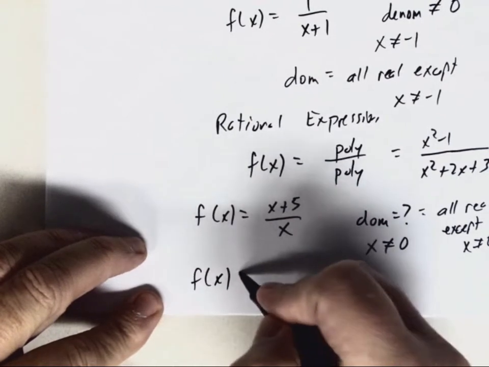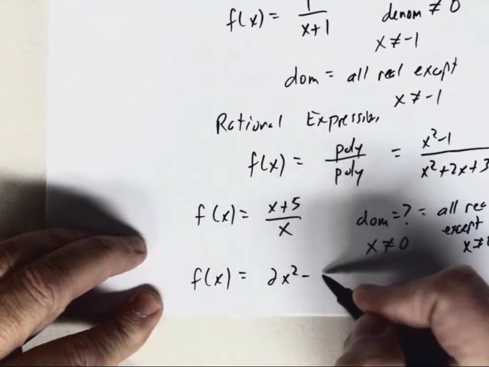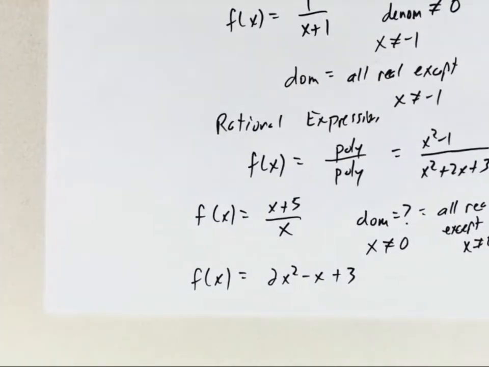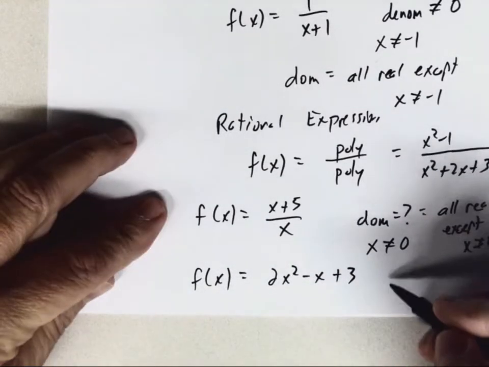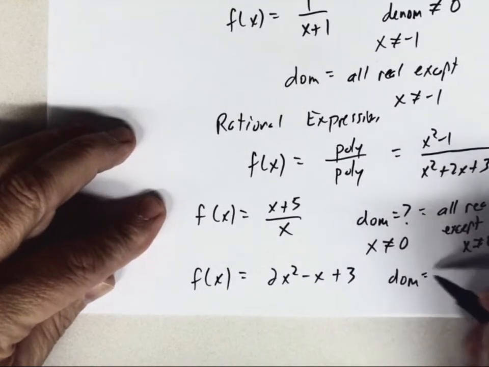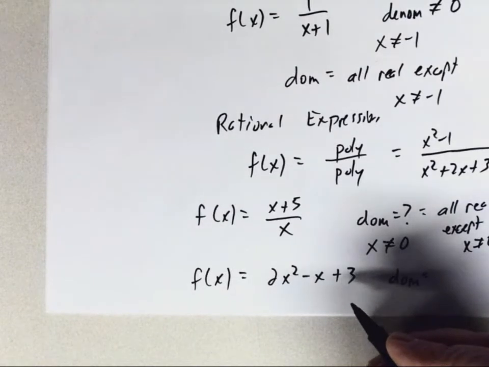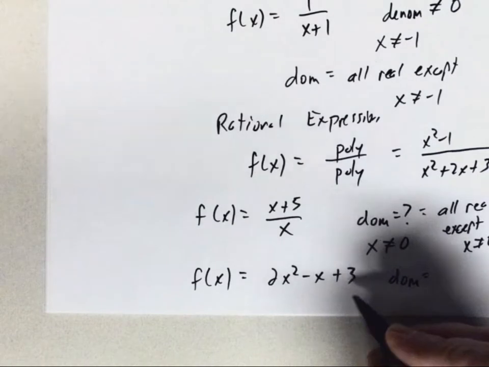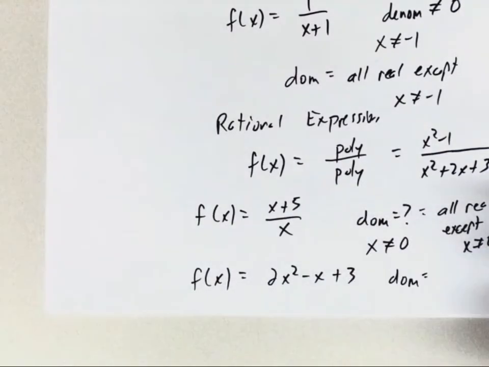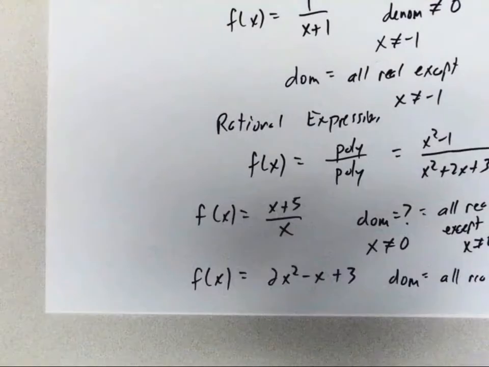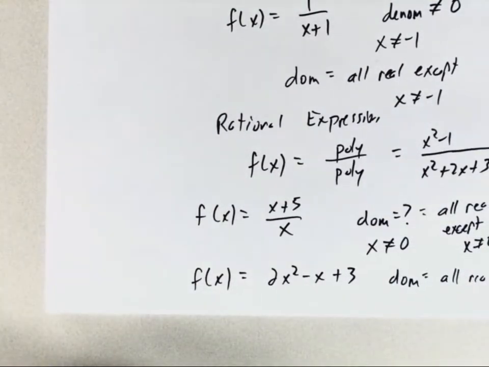Just for fun, here's going back to a polynomial. What's the domain of this? Once again, starting point is the domain is all real numbers. Then I go looking for variables in the denominator. There's not even a denominator here. I'm done. It's pretty simple.